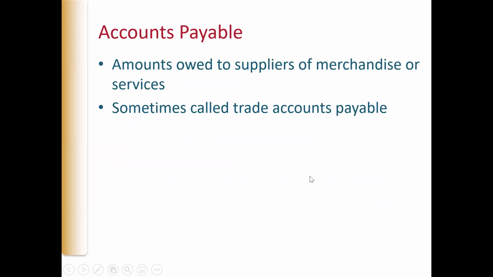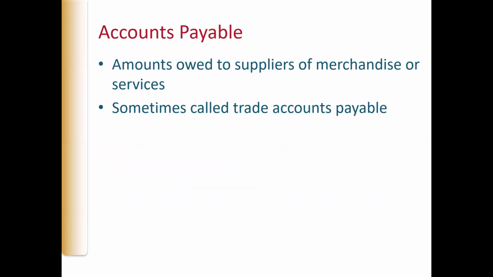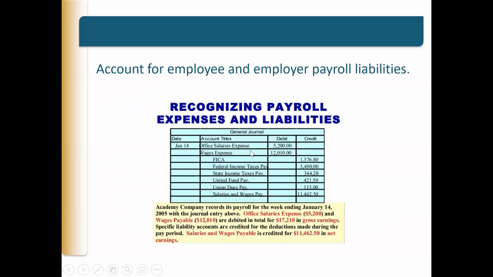Okay. Now, accounts payable, we've talked about before. This is amounts owed to suppliers of merchandise or services. And sometimes accounts payable is also known as trade accounts payable. So that is something we have dealt with in the past. Mostly we call it accounts payable, but it can be known as trade accounts payable.